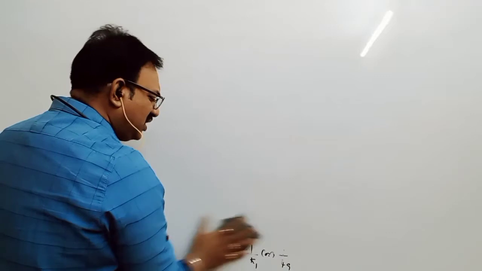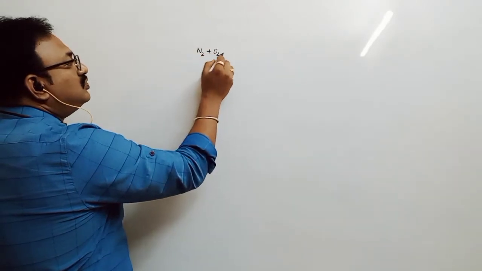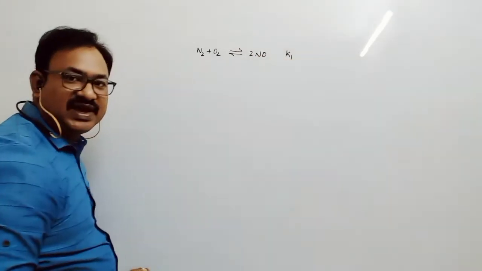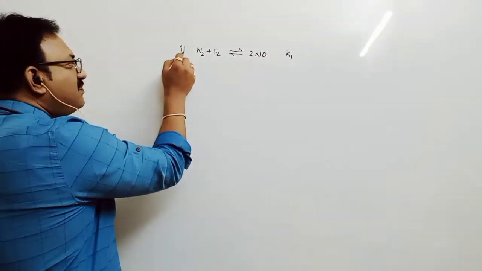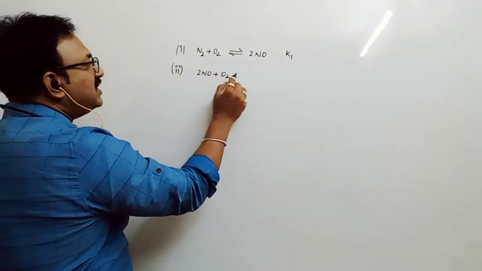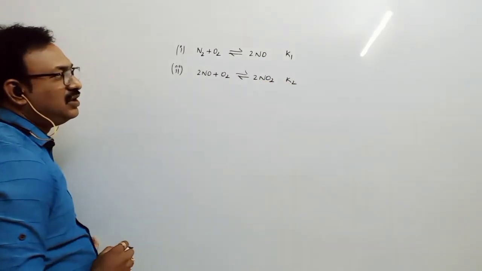If you add two equations, the overall equilibrium constant can be taken as the product of those individual equilibrium constants. How? Let me see. Listen. N2 plus O2 gives rise to 2NO. Here the equilibrium constant is given as K1. Right, this is step 1. Step 2, 2NO plus O2 gives rise to 2NO2. Here it is K2.